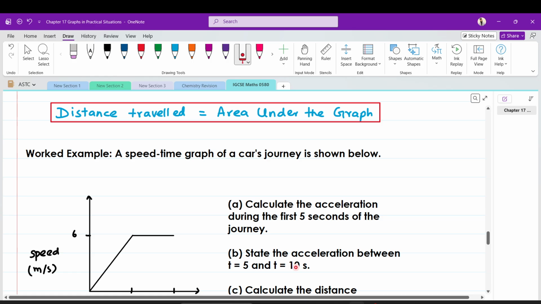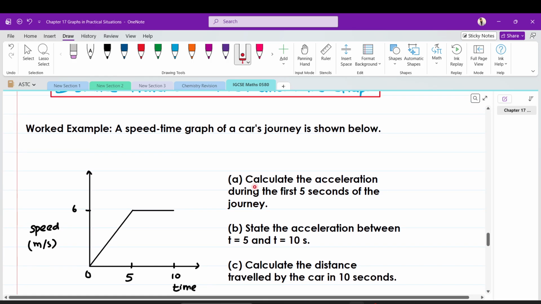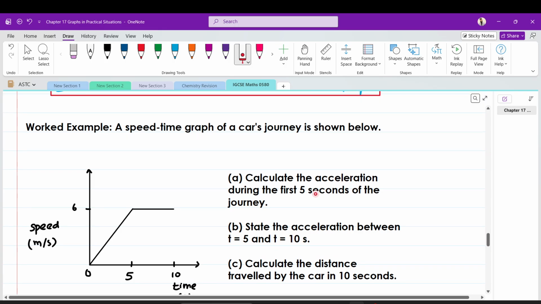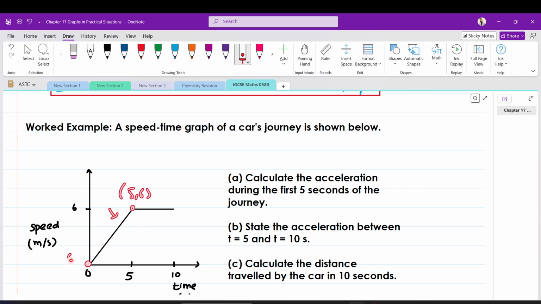Okay. Now, so this is what the question is. Calculate the acceleration during the first 5 seconds of the journey. Okay, so this is similar to what we did in the previous part. You have to calculate the acceleration between t equals 0 and t equals 5. So we take two coordinates, (5, 6) and (0, 0). So we can work out the gradient, which will be equal to the acceleration. Okay, so that is part A.